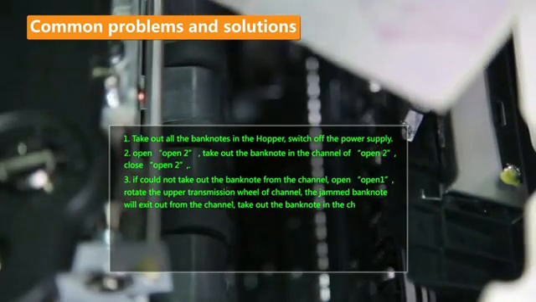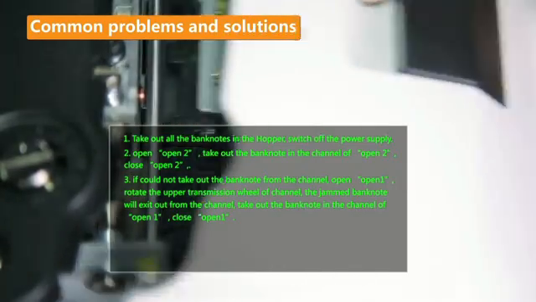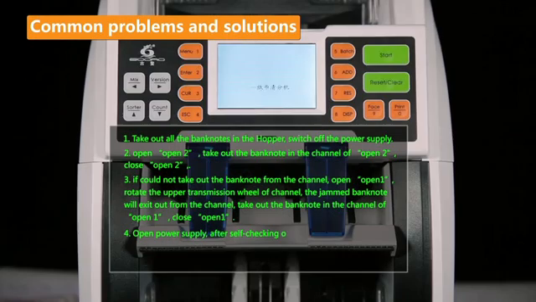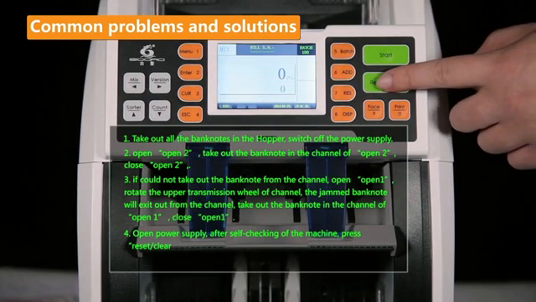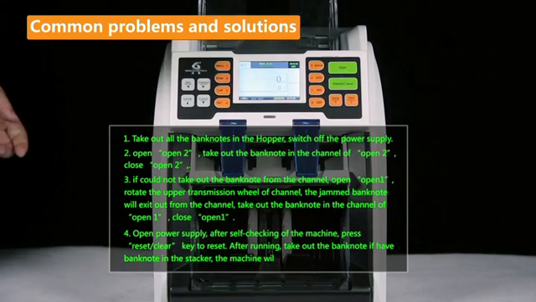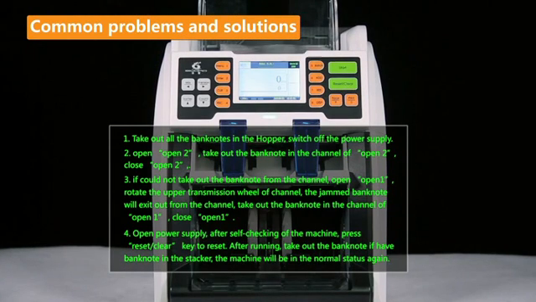Take out the banknote in the channel of open 1. Close open 1. Switch on the power supply. After self-checking of the machine, press the reset clear key to reset. After running, take out the banknotes if there are any in the stacker. The machine will be in the normal status again.